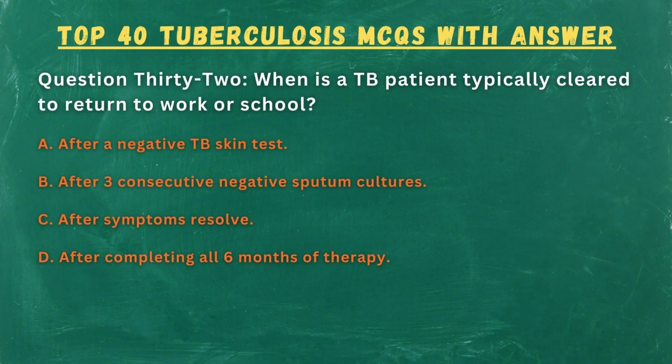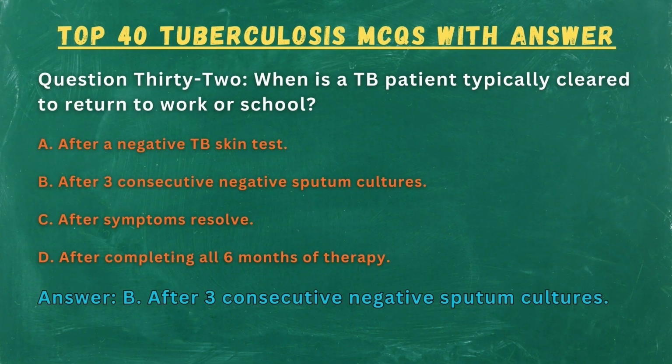Question 32. When is a TB patient typically cleared to return to work or school? A. After a negative TB skin test. B. After 3 consecutive negative sputum cultures. C. After symptoms resolve. D. After completing all 6 months of therapy. Answer: B. After 3 consecutive negative sputum cultures.